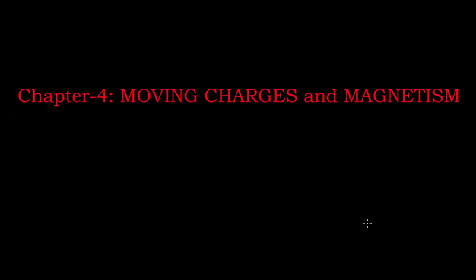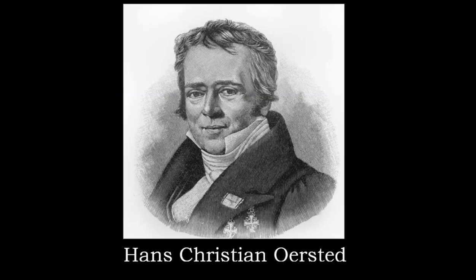In the year 1820, a Danish physicist by the name Hans Christian Oersted found out that whenever current is flowing through a wire, a magnetic field is produced all around the wire. Earlier, before this, it was thought that a magnetic field is produced only by magnets or any magnetic material.